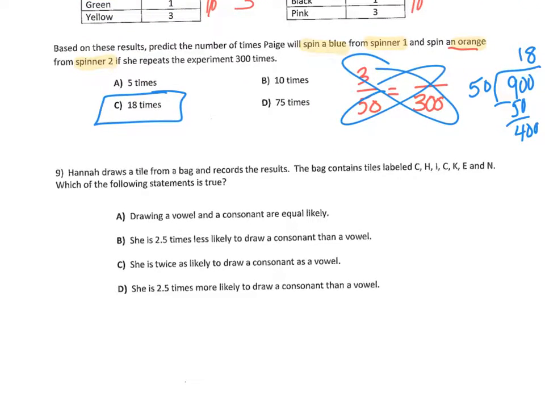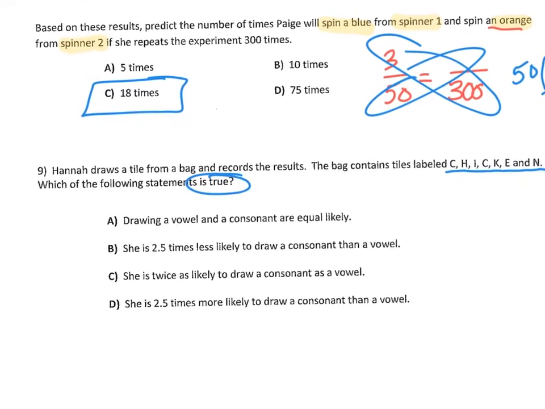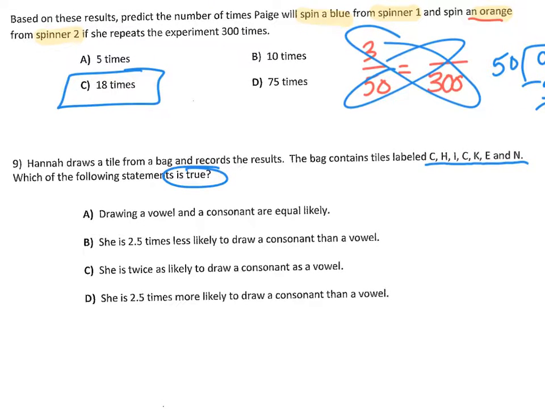Number 9. Hannah draws a tile from a bag and records the results. The bag contains tiles labeled C, H, I, C, K, E, and N. Which of the following statements is true? A says drawing a vowel and a consonant are equally likely. How many vowels do we have? A-E-I-O-U. So we've got 2 out of 1, 2, 3, 4, 5, 6, 7, and this was chicken. And a consonant, we've got 1, 2, 3, 4, 5, so 5 out of 7.